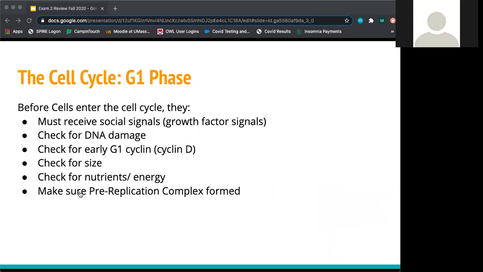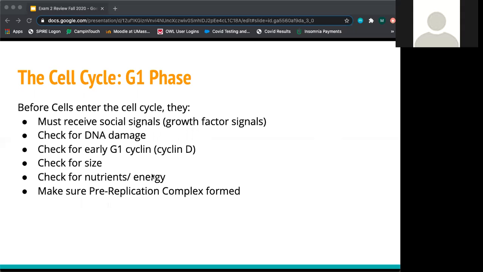Okay, so now we're going to talk about G1. Some of the things the cell needs before it enters the cell cycle are, like we said before, the growth factor signals. Then it needs to be able to check for DNA damage. It needs early G1 cyclin, which is cyclin D, because cyclin D allows CDK to be activated. We need to check that the cell is the right size to enter the cell cycle, that the cell has enough nutrients, and that the pre-RC can be formed.